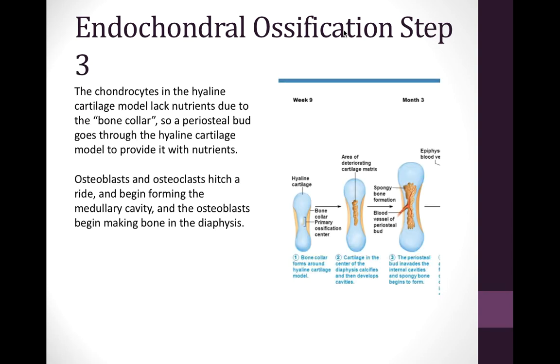All right, endochondral ossification, step three. Like I said, the bone collar around this bone is causing these chondrocytes to kind of be strangled, so they're going to want nutrients sent to them. What's going to happen is this little bud right here, this periosteal bud, is going to literally go through this bone because it's an emergency situation. The chondrocytes in here need nutrients because they're being cut off by the bone collar. So this bud's going to go through and try to deliver nutrients ASAP.